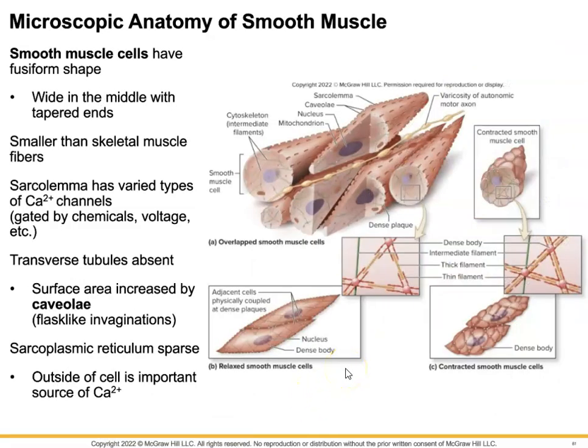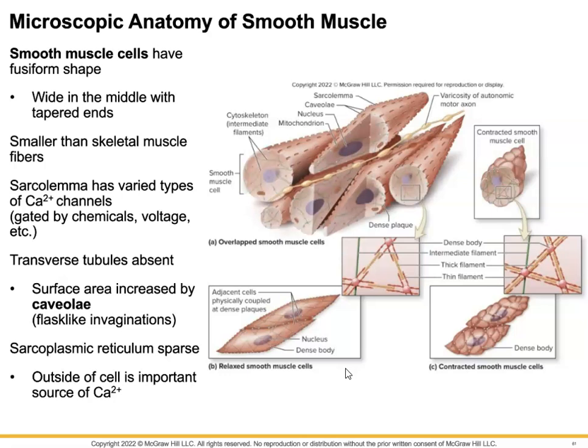Okay, looking just briefly at the microscopic anatomy, as I mentioned, the cells are somewhat spindle or fusiform shaped, so they're elongated and enlarged in the middle, coming out to a more tapered end. They are smaller than your skeletal muscle cells. Of course, they have a sarcolemma, that's your cell membrane, but there are many different types of calcium channels. Some of them are controlled by chemicals, voltage, or ligands, things that bind to those.